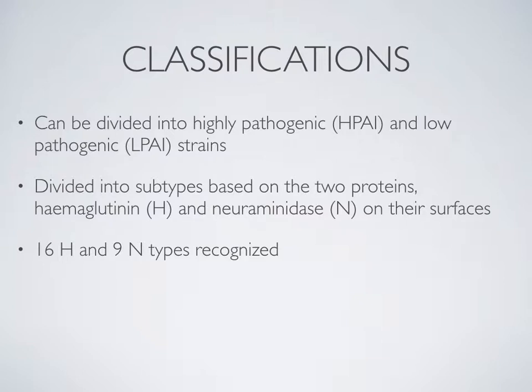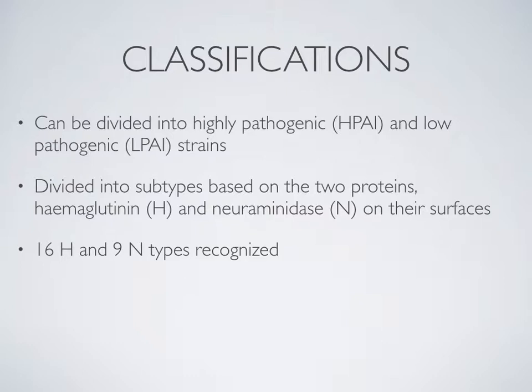Avian influenza A viruses can be divided into highly pathogenic (HPAI) and low pathogenic (LPAI) strains based on their ability to cause disease in poultry. Low pathogenic avian influenza is a natural infection of waterfowl that may cause minimal to no signs of disease in domestic poultry and wild birds and is not a serious threat. Highly pathogenic avian influenza A is rarely found in waterfowl, but causes severe disease in domestic poultry with high death rates.